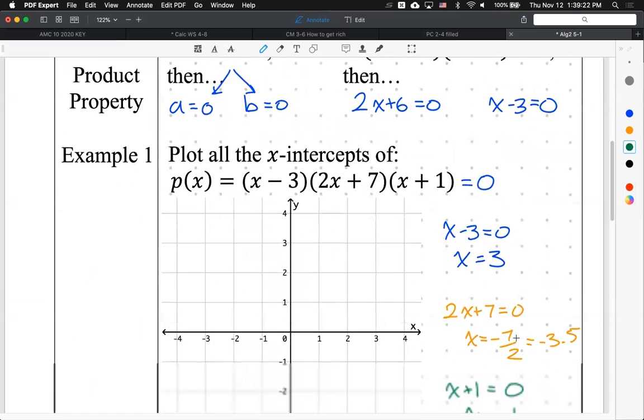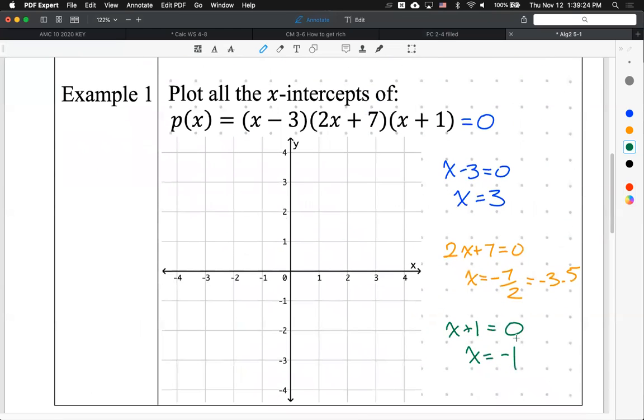It's because of the zero product property. I had x minus 3 and then I got x equals 3. So I go to the x coordinate 3 on the x-axis, and that is an x-intercept. I come over here to that 3. That is an x-intercept. I graph it. That was my blue point right here. I do my orange point, negative 3.5 on the x-axis, and I go do negative 1. Done. The end. Those are the x-intercepts.